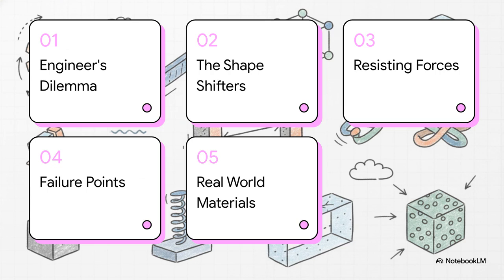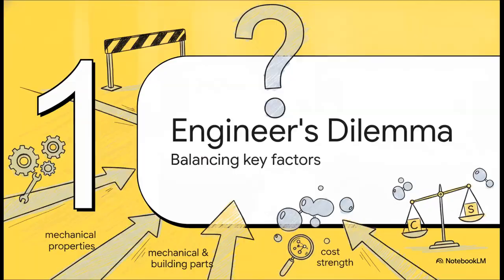We'll start with Section 1, the design engineer's dilemma. Then Section 2, the shapeshifters. Section 3, resisting forces and shocks. Section 4, failure points and machinability. And finally, Section 5, real-world engineering materials. We're going to break all of this down step by step. Let's kick things off with Section 1, the design engineer's dilemma.